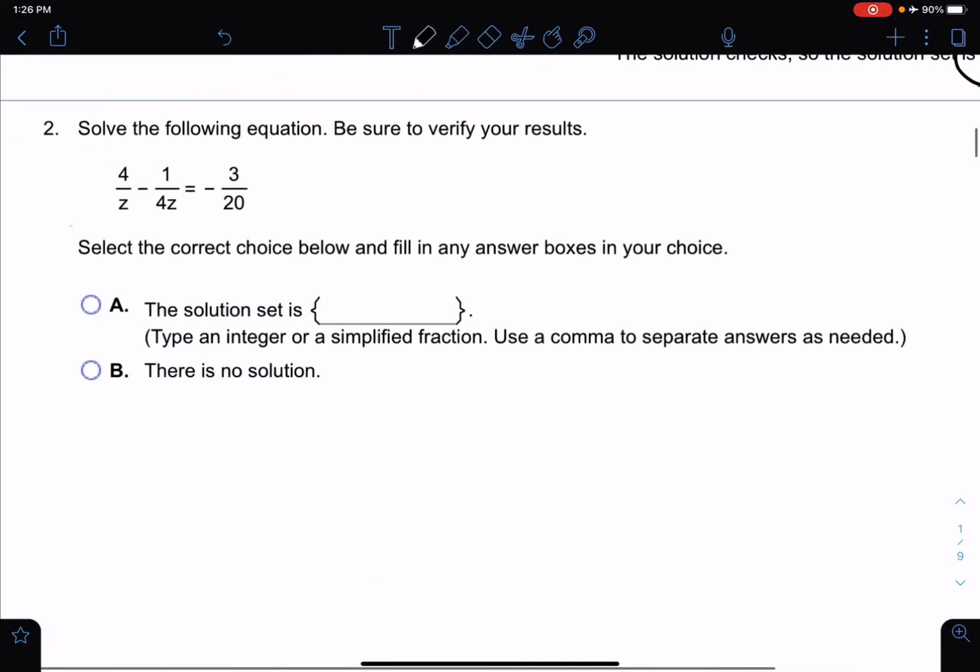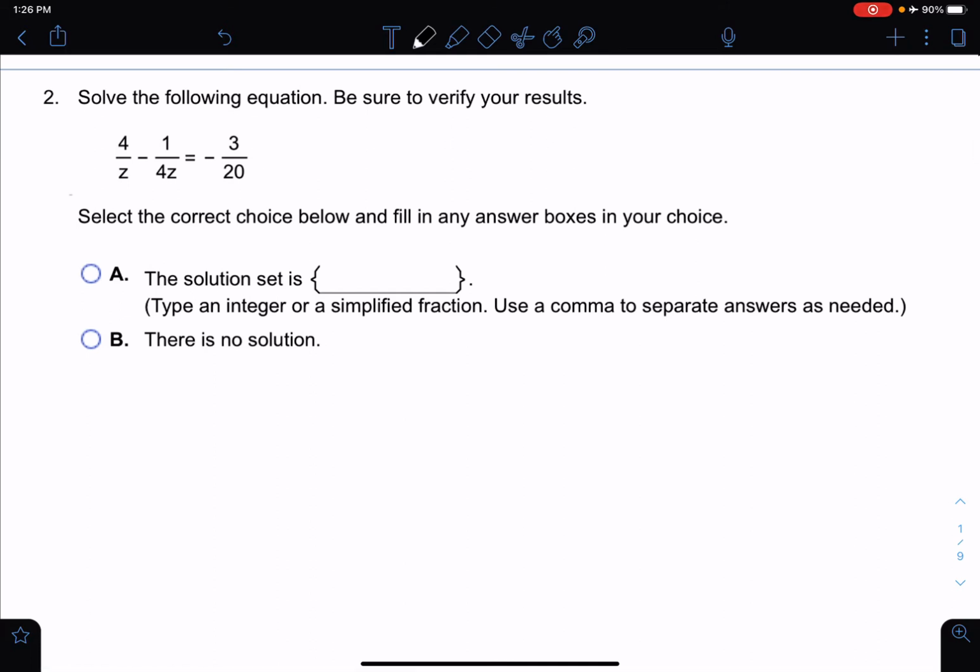Okay, number 2. So let's see if we can do this procedure again. Let me write this down so I have some space to operate. That would be 4 over z, minus 1 over 4z, equals negative 3/20. So the very first thing we need to do is find our LCD. The LCD could be z, 4z, or 20. So our LCD is going to be 20z. So we multiply both sides by 20z.